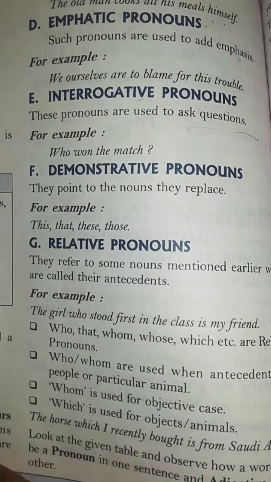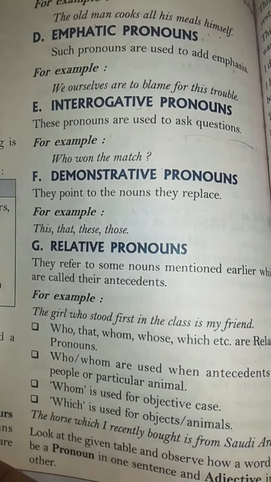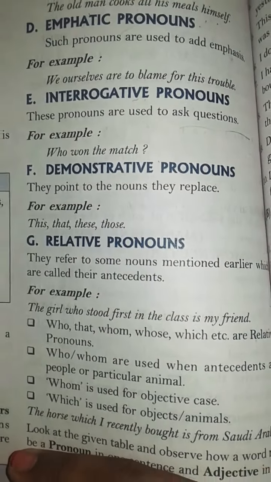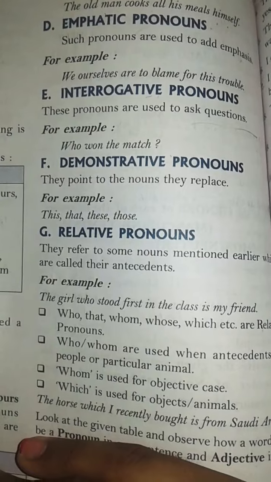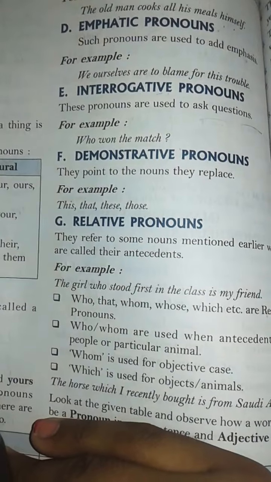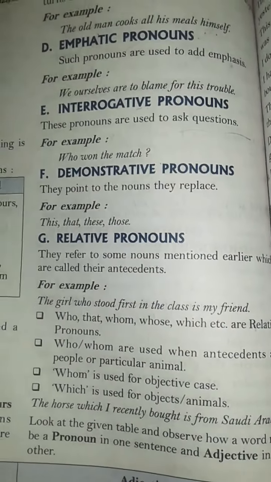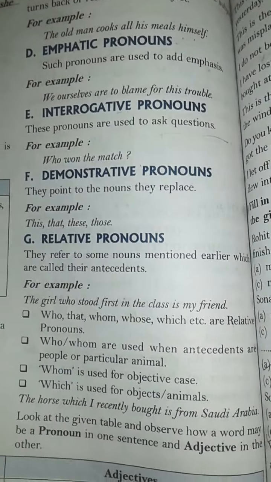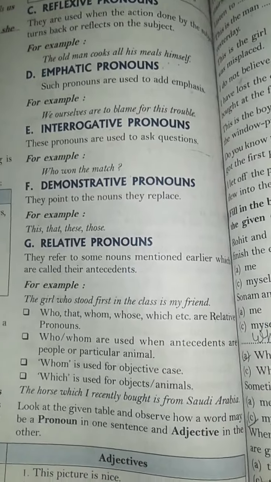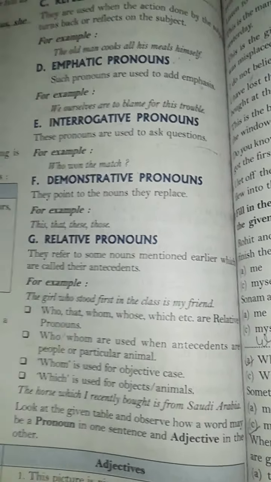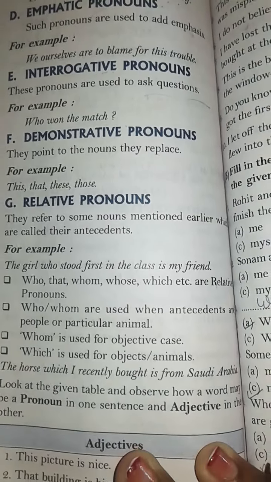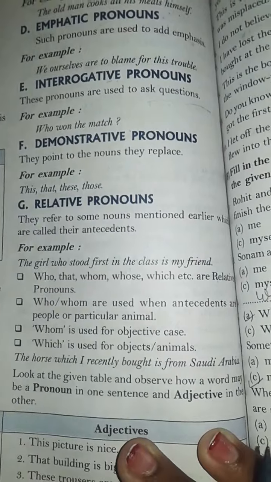Next are demonstrative pronouns. They point to the nouns they replace. For example, this, that, these, those. Demonstrative pronouns point to the noun they replace. Next and last one is the relative pronoun. They refer to some nouns mentioned earlier, which are called their antecedents. For example, the girl who stood first in the class is my friend. Who, that, whom, whose, which, etc.